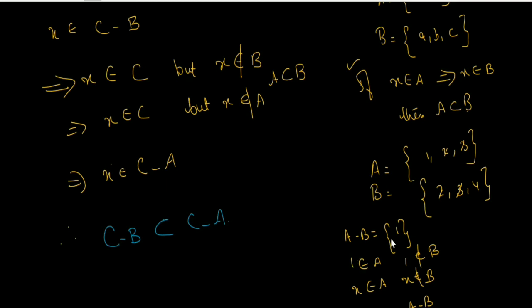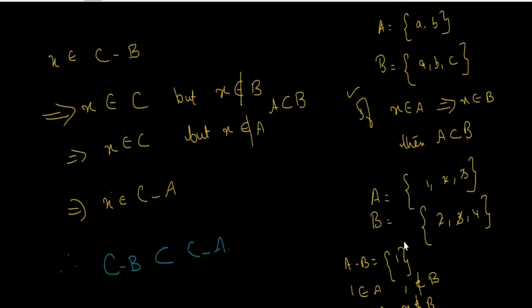So if A minus B is {1}, what does it mean? 1 belongs to A but 1 is not in B. If A minus B contains X, that means X belongs to A and X will not be there in B. That is the definition of A minus B. 1 will be there only in A. That's why you got A minus B as {1}.